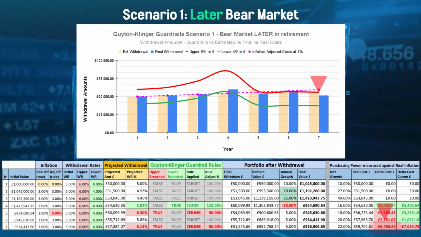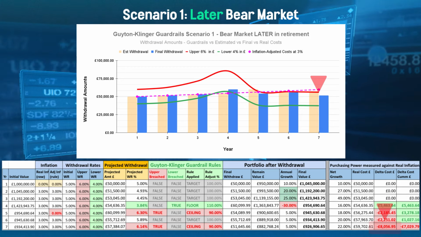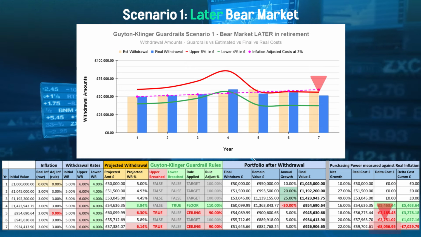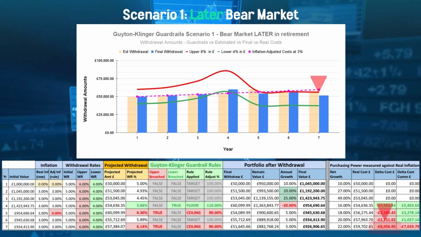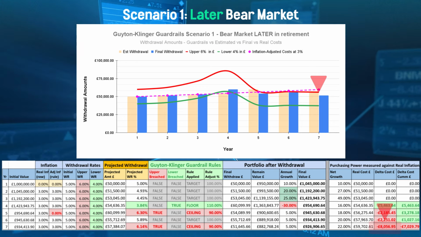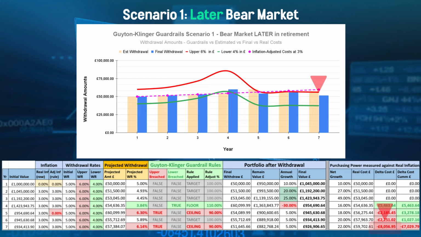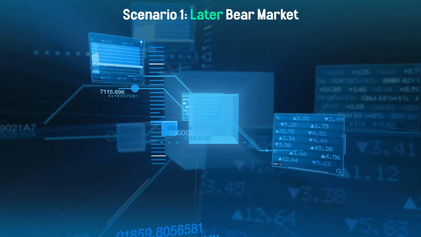No matter how you cut it, this is a substantial drop in spending. What the Guyton-Klinger decision rules are telling us is, the recovery isn't sufficiently robust to match spending levels, so we need to take yet another pay cut. This scenario isn't too far-fetched, especially when we consider some of the bear markets in recent history.